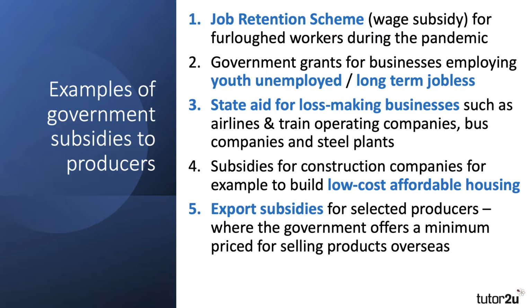Other countries might offer producers an export subsidy. They're trying to encourage firms to sell their goods and services overseas. They might offer them a minimum price for doing that. So those are examples of government subsidies to producers.